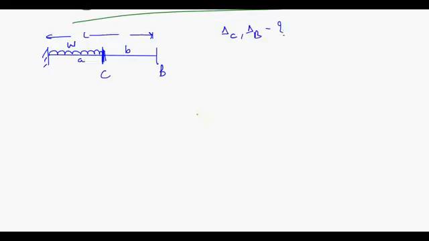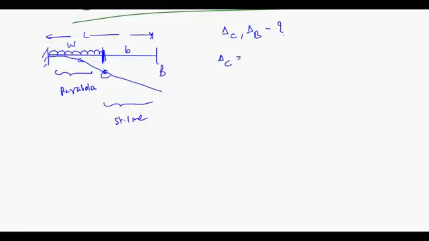How will you find? You obviously know it will deflect something like this up to C, it will be parabolic. After that it will be a straight line, isn't it? So this part from here to here is a straight line, otherwise this part is a parabola. Okay, we will use this data. Now can you give me the value of deflection at C? Obviously this is our standard case, isn't it? What is the value from our standard case?